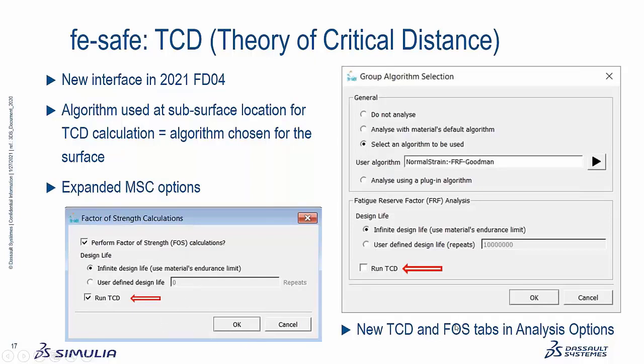You will also see now that in the analysis options dialog, you used to have to turn on TCD under a tab called safety factors, and then it mixed up factor of strength or FOS parameters with TCD parameters. Now we've separated that much more cleanly, so it's also a bit easier to understand.